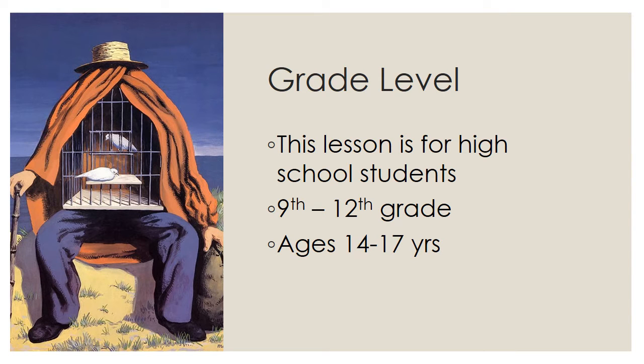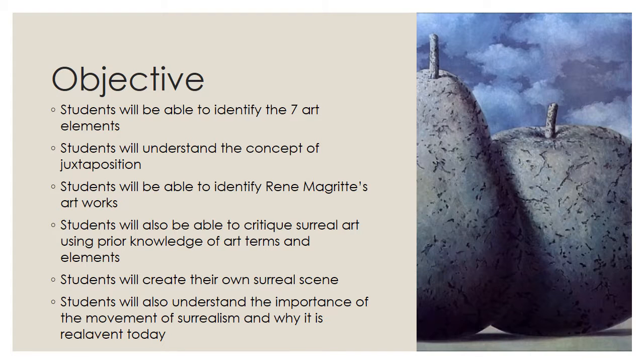My grade level is going to be for high school students, 9th through 12th grade, ages 14 to 17. The objective here is to get students to be able to identify the 7 elements of art and to understand the concept of juxtaposition, to identify René Magritte's artworks, and to critique surreal art using prior knowledge of art terms and elements. They will create their own surreal scene and also understand the importance of the movement of surrealism and why it's relevant today.